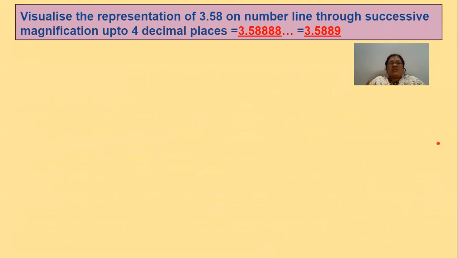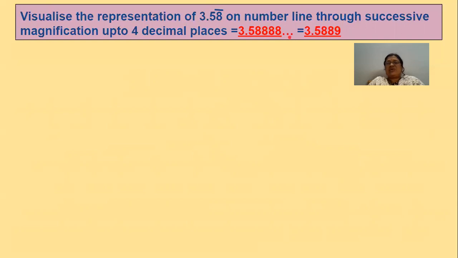One more problem we'll do. Visualize the representation of 3.58 bar. This is a non-terminating and recurring decimal. On the number line, through successive magnification up to 4 decimals. So first of all, we have to correct it till 4 decimal places. See here, the bar is there on 8. So this 8 will recur like this.